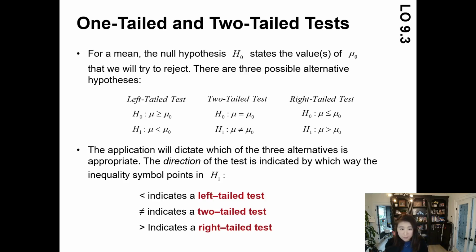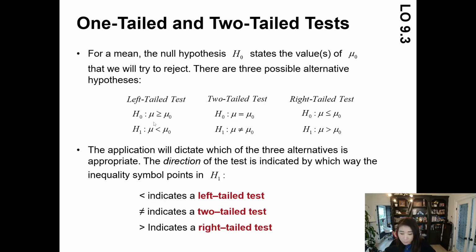So for mean, the null hypothesis H0 states the value of mu0 that we will try to reject. There are three possible alternatives. Again, I want you to focus on, as you've seen here, pay attention to H1, and also H0. So, the left tail test.